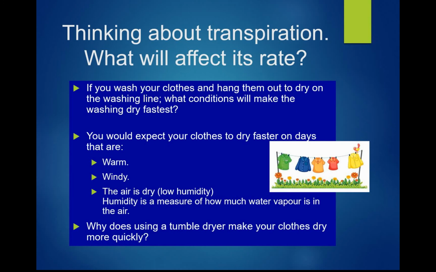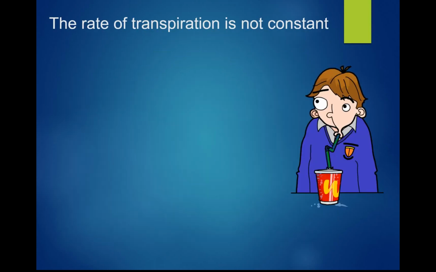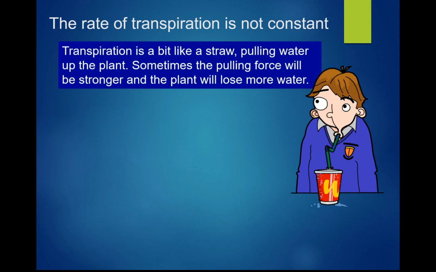Okay, so it's taking that moist air away, so it's keeping the air around the clothes dry. Key thing is the rate of transpiration is not constant. It's not always the same. Remember, transpiration is a pull, like pulling water up a straw. So sometimes the pull's stronger, sometimes it's weaker.